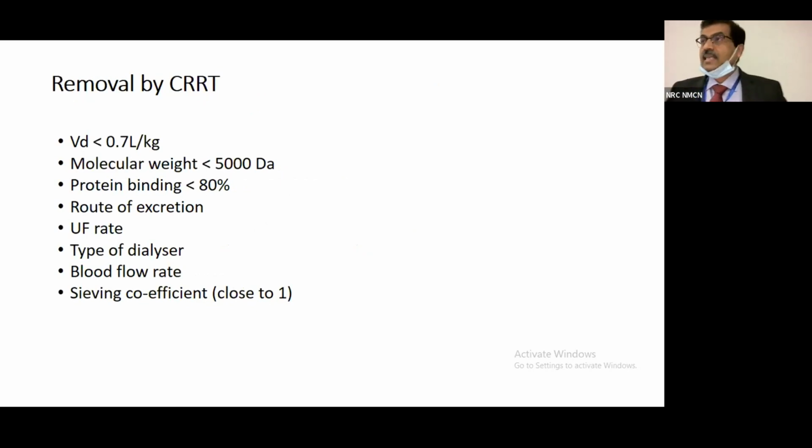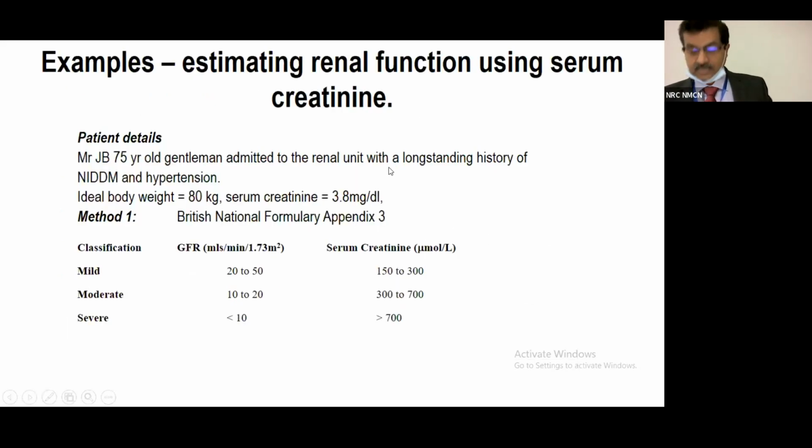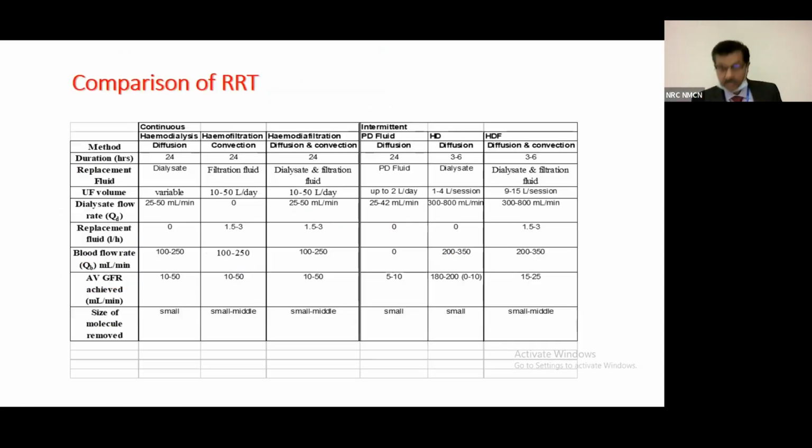For removal by CRRT, again, we should always think of volume of distribution, molecular weight, protein binding, and route of excretion. I am talking about CRRT because the dialyzer used in that modality has a large pore size. What kind of dialysis your patient is on matters, particularly in ICU patients, and we use it whenever the patient is sick. So, a little hint about CRRT versus intermittent hemodialysis.